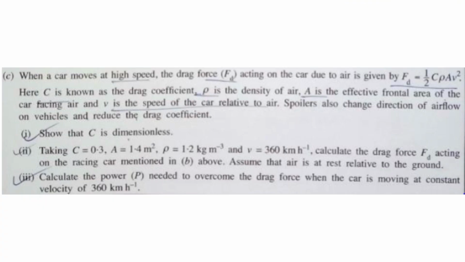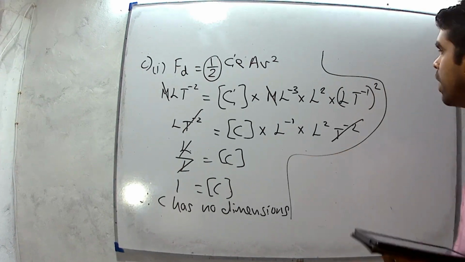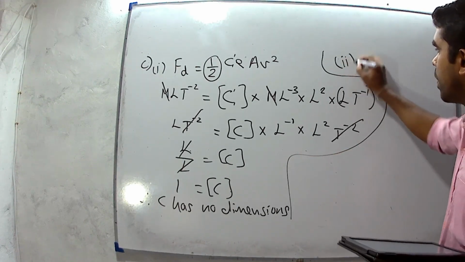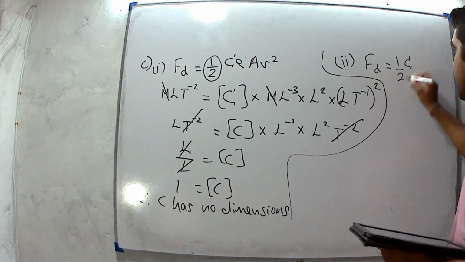Then part 2. Taking C 0.3, A 1.4, rho 1.2 and V 360 kilometers per hour. Calculate the drag force FD acting on the racing car mentioned in part B above. Assume that the air is at rest relative to the ground. Now we have to substitute values for the given equation. It is easy.